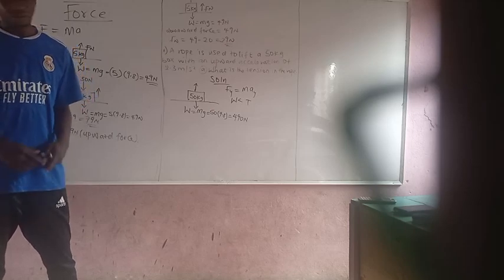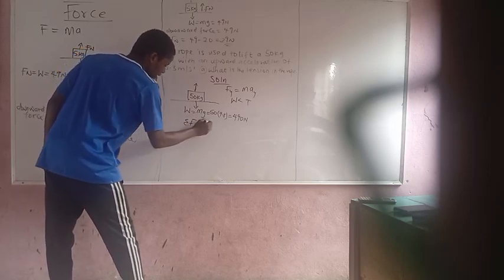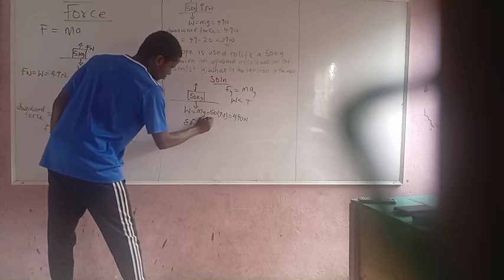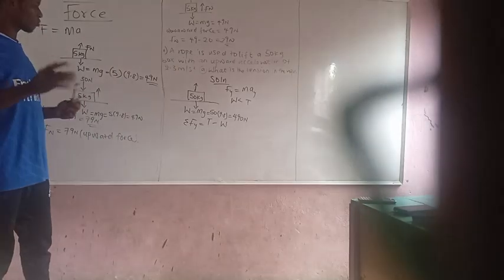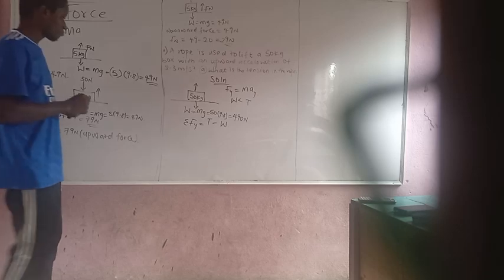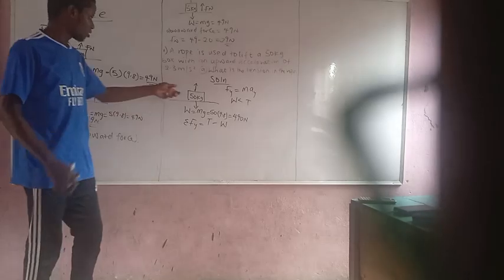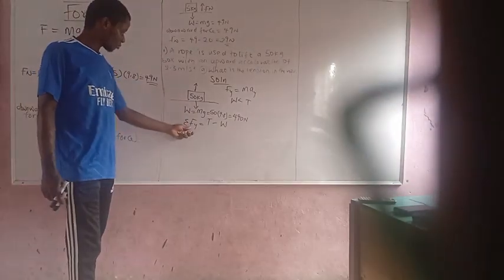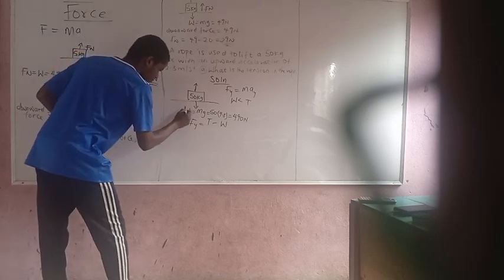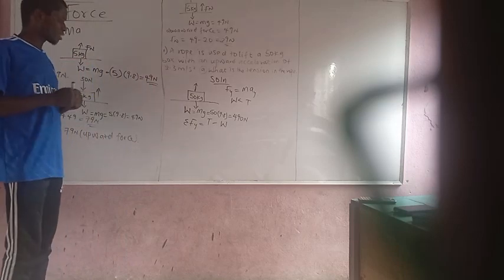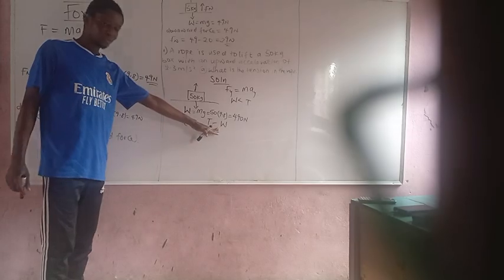The force will be equal to m times tension minus weight. So the upward force is equal to tension minus weight. I believe you know why: the body has to get off the ground. So the tension is going to be the upward force plus the weight.